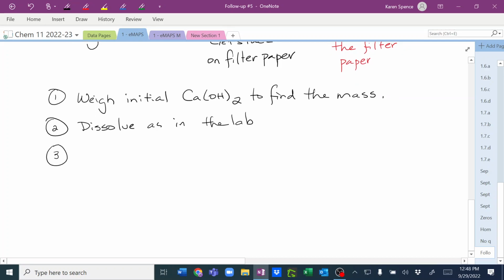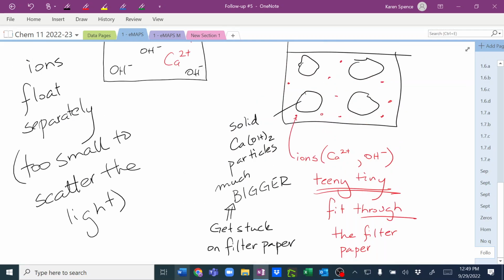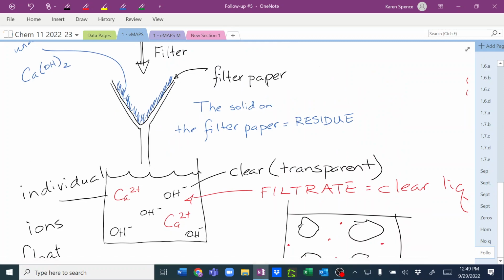Now, if you want to know the mass, you've got the initial mass of the calcium hydroxide. You want to find the mass of calcium hydroxide here, the stuff that did not dissolve. Could you just take, you know how you had your residue yesterday and it was on your filter paper? Could you just throw that on the balance and be like, okay, I got it? What would you have to do first before you could weigh this residue on the filter paper?